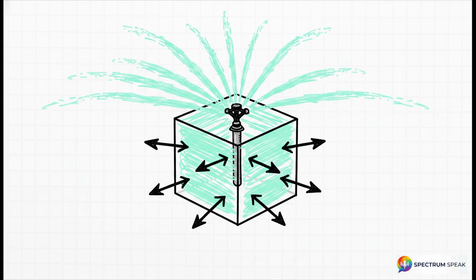Okay, so you turn the sprinkler on, and water shoots out in every direction. The total amount of water that's flowing through the walls of that box every second, well, that's the flux. In our world, it's the electric flux. It's just a measure of how much electric field is piercing through our imaginary surface.